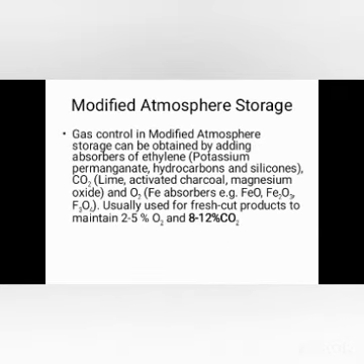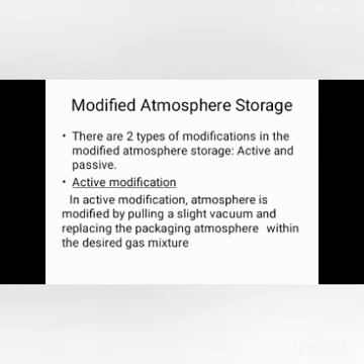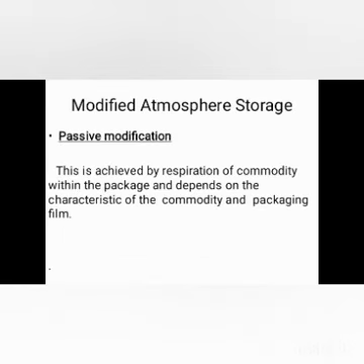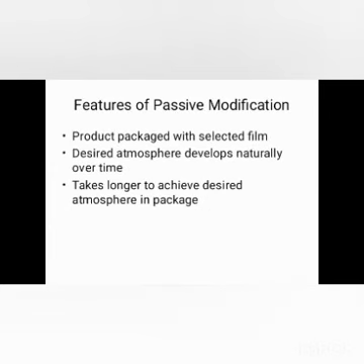In the active modification, the atmosphere is modified by pulling a slight vacuum and replacing the packaging atmosphere with the desired gas mixture. In the passive modification, the modification is achieved by respiration of the commodity within that package, and it depends on the characteristics of that commodity and the packaging film.